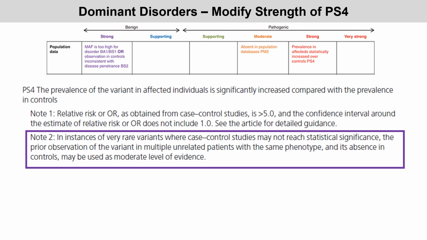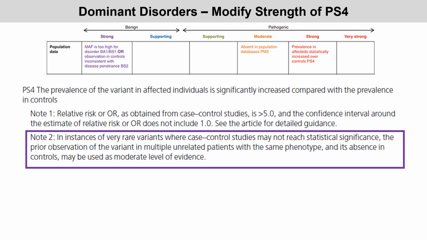So while the PM3 code is applicable for being able to case count recessive observations, a question often comes up of how do you then count for multiple probands who have an autosomal dominant phenotype. What is the criteria you would use for those? So in the guidelines, there's this PS4 rule for the prevalence of the variant in affected individuals is significantly increased compared to prevalence in controls. This criteria is often, the way it's written, more applicable for case control studies.